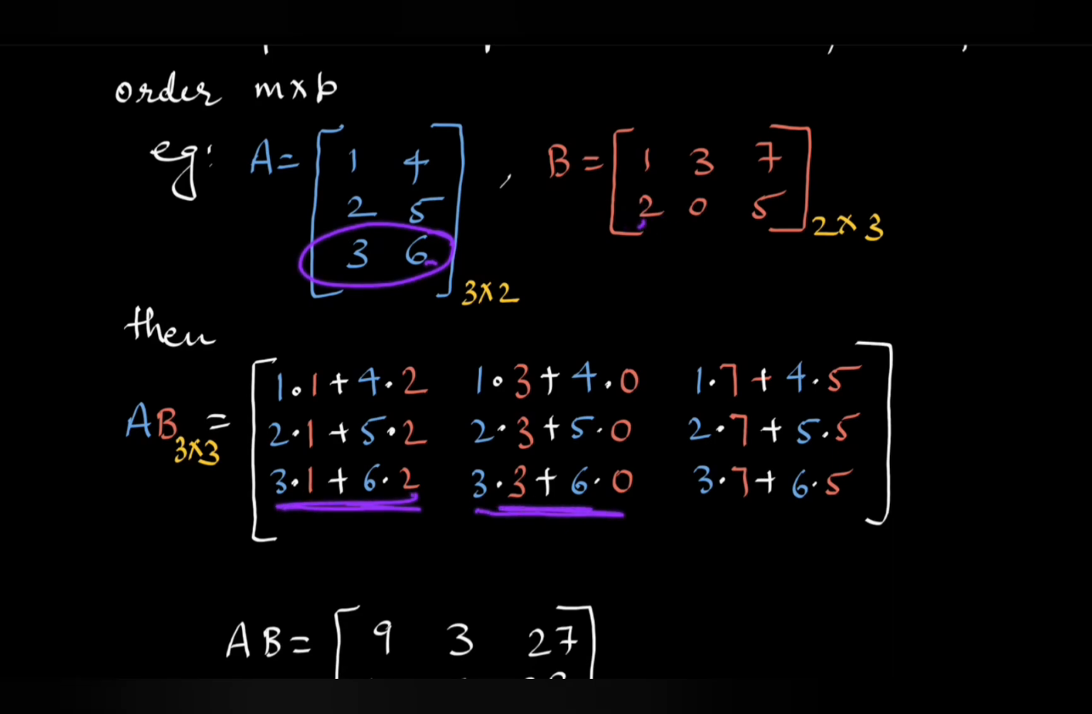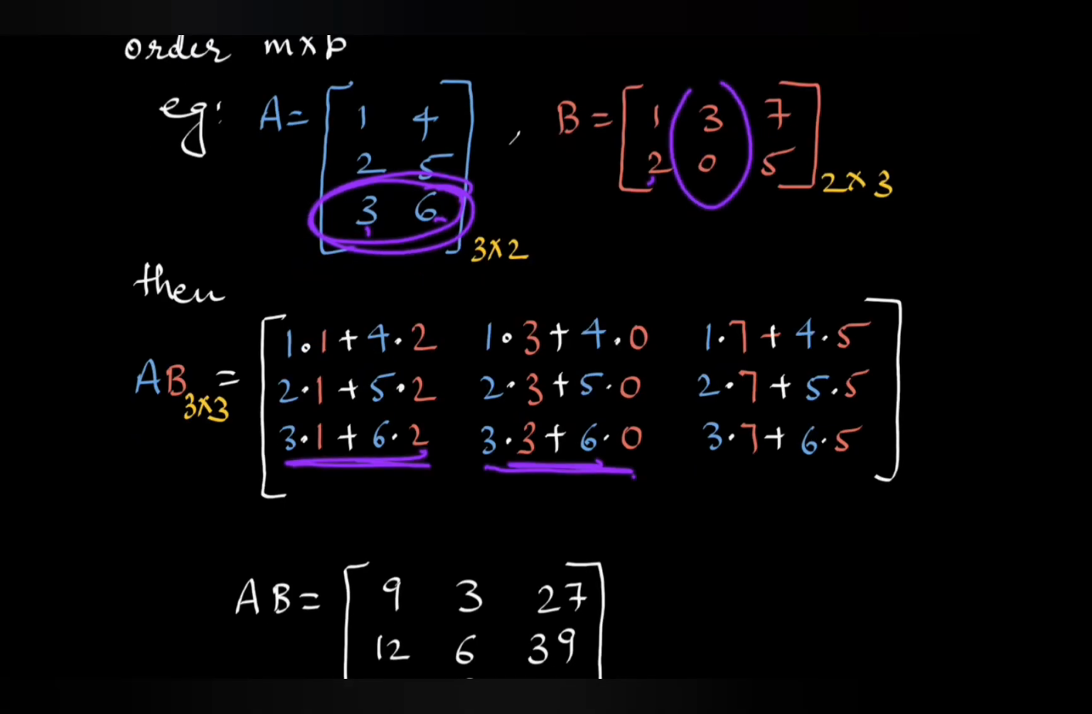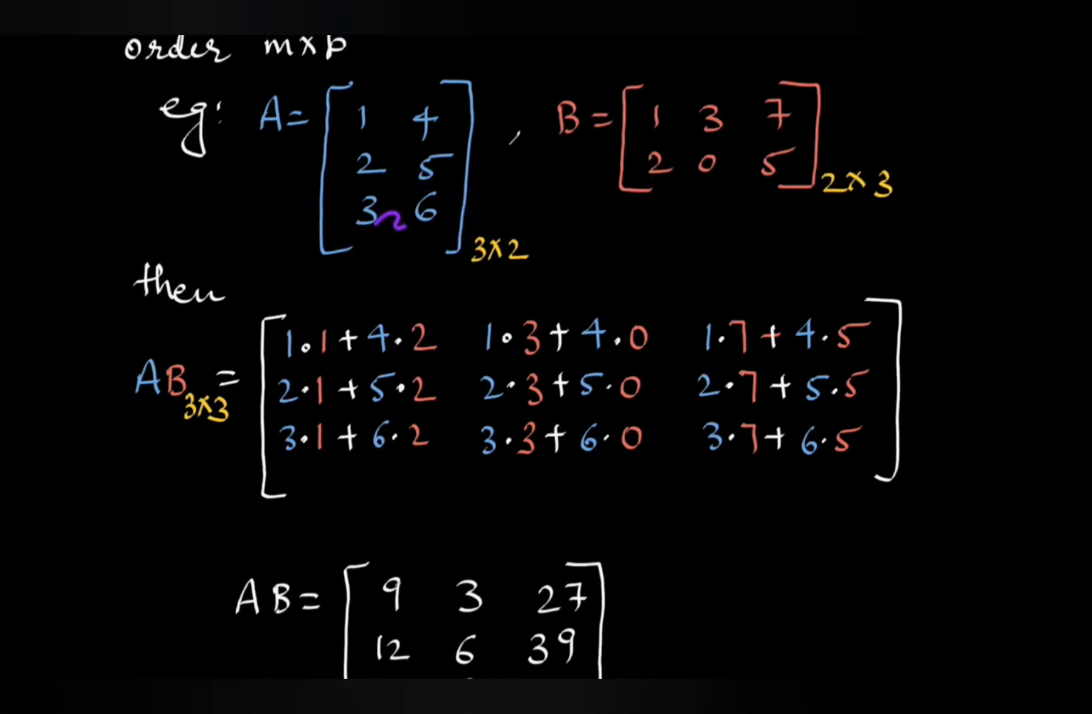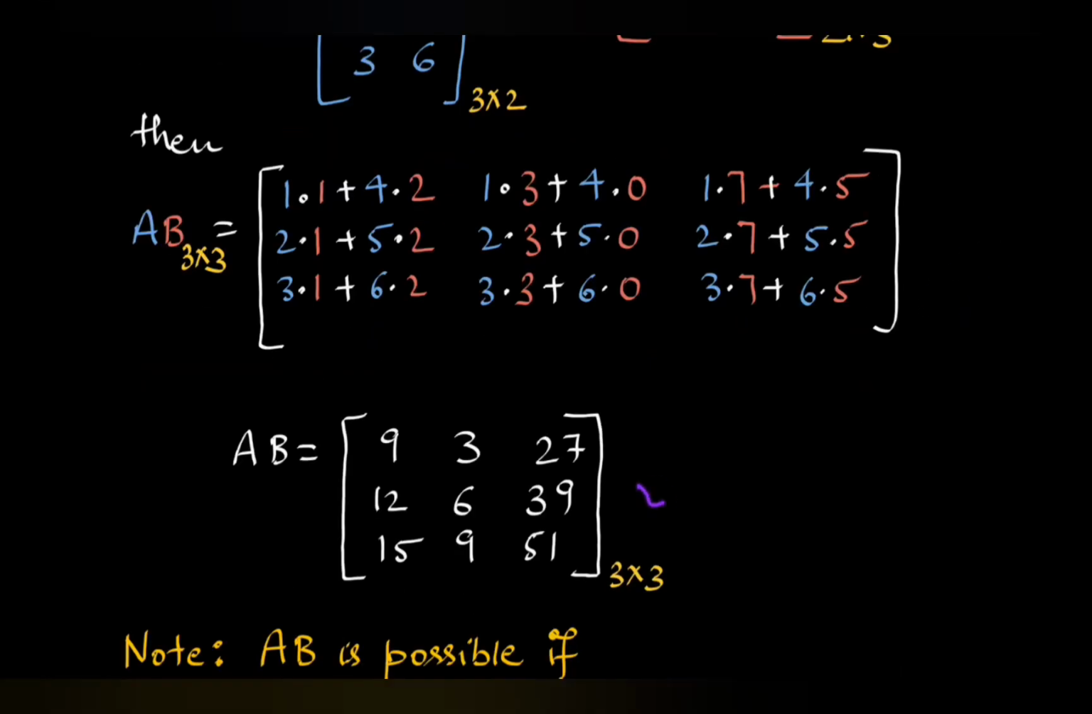If I need the second element in the third row, it will be the third row multiplied with the second column. That means 3 into 3 plus 6 into 0. Likewise, 3 into 7 plus 6 into 5 will give me the last entry, that is A33 of the product AB. And when we simplify these values, this will be my product AB.